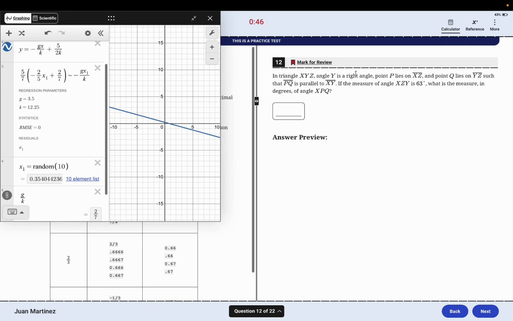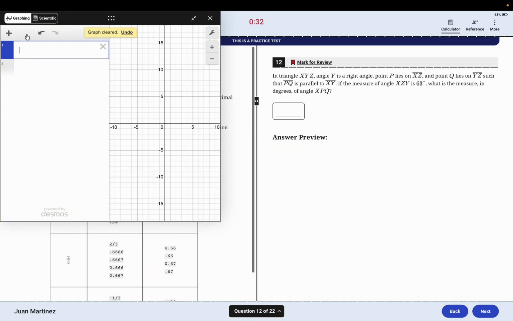So Z up here is 63. This is 90. XPQ, okay. All right. I think I got it. Maybe just in time. So 180 minus our right angle, minus 63 is 27. So, okay, so let me see.